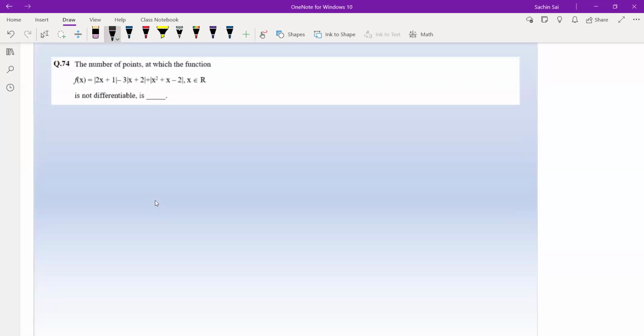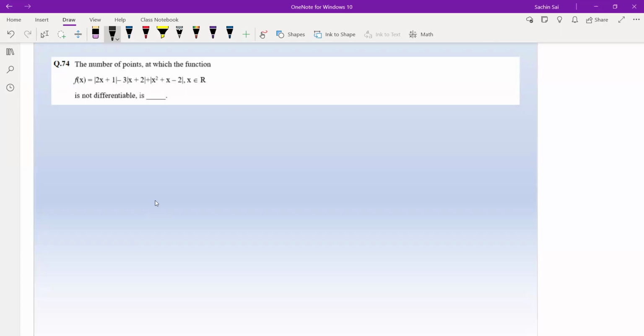Question 74. Number of points at which the function f of x is mod 2x plus 1 minus 3 mod x plus 2 plus modulus of x square plus x minus 2 is not differentiable. So I would suggest to be very cautious about questions like this because we have to check for differentiability at points where the definition of the function changes. And because we have three modulus functions here, that will happen at three different points.